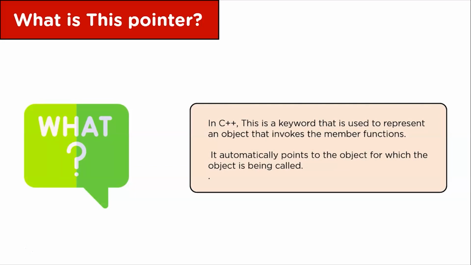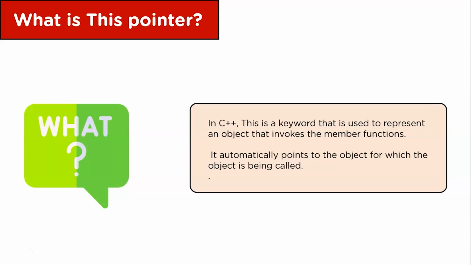So our first topic is, what is this pointer? In C++, this is a keyword that is used to represent an object that invokes the member functions. It automatically points to the object for which the function is being called. Or, in other words, this keyword points to the current instance or object of the class.